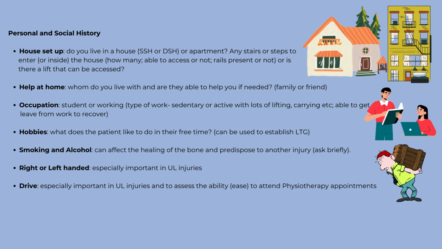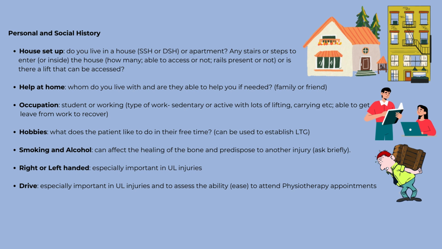Now, we can say we are almost at the end of your subjective assessment. It includes questions like the house setup, help at home, occupation, hobby, smoking and alcohol, right or left handed, and driving. So you would say, thank you for providing me with all the above information. There are a few other questions I need to ask, and we will then follow with the second part of the assessment. So, can you tell me about your house setup?